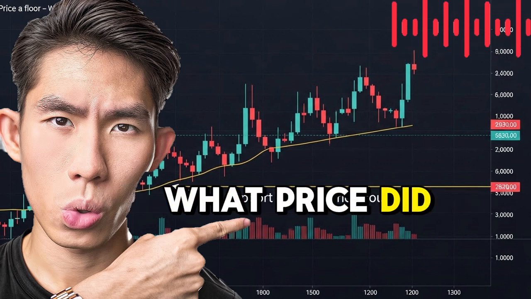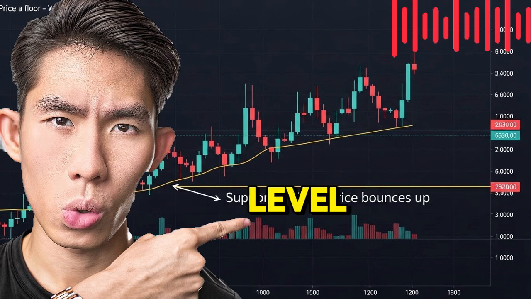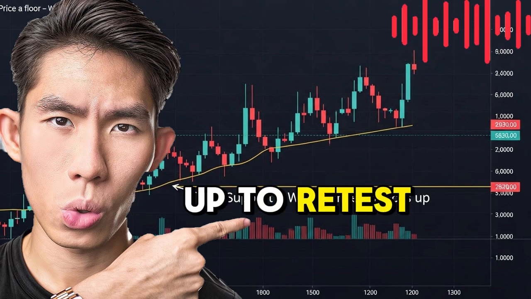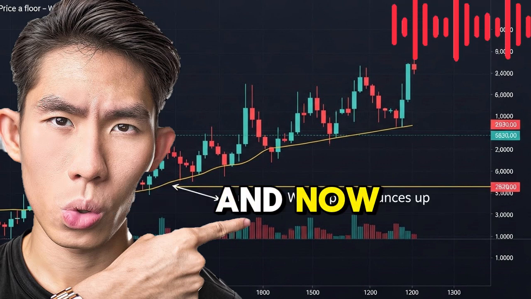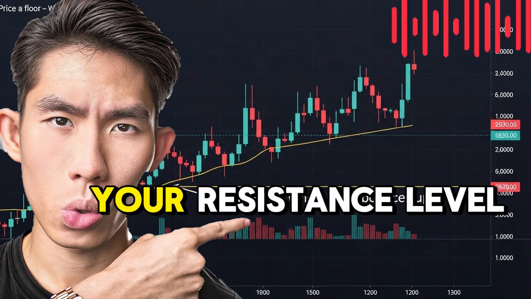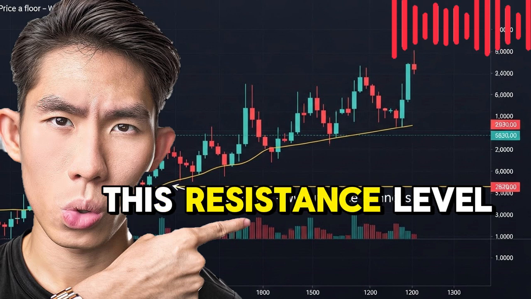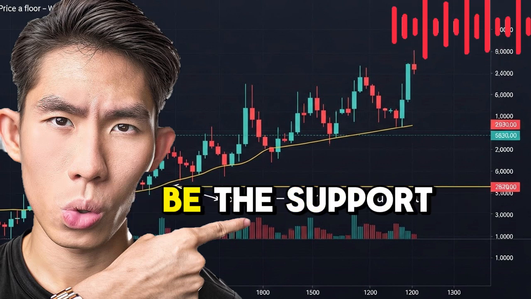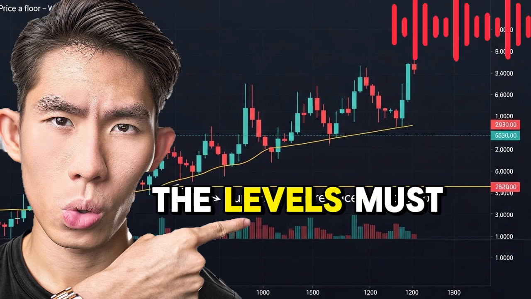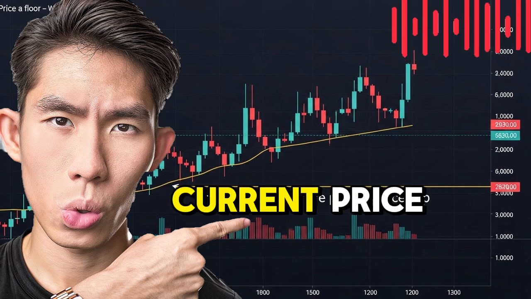And look at what price did when price broke through this support level. It came back up to retest this support level, and now your support level is acting as your resistance level. You can see right now price is unable to break past this resistance level, which used to be the support level. Next, the levels must be near the current price.